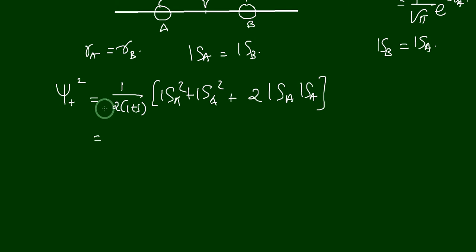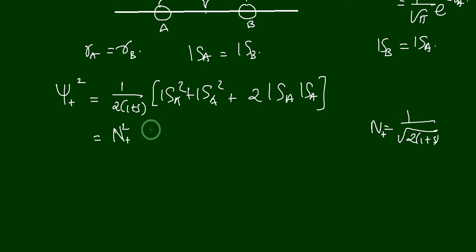And what is this? 1 divided by 2 into 1 plus s is the square of the normalization factor. So I can write it like n square, just for simplicity. Otherwise we can maintain 1 divided by 2 into 1 plus s, no problem. Here n is equal to 1 divided by root of 2 into 1 plus s. Since it is the normalization factor of psi plus, we can write it like n plus.